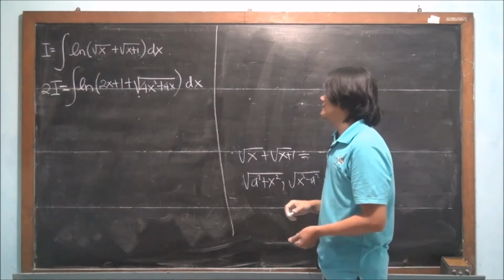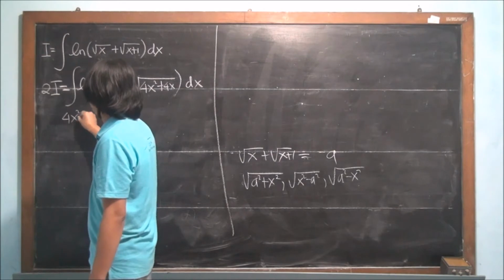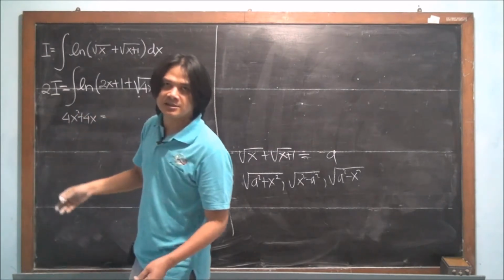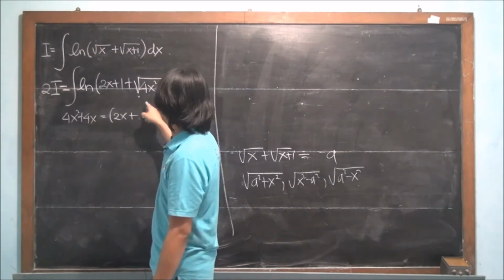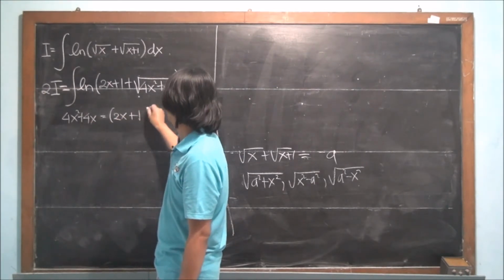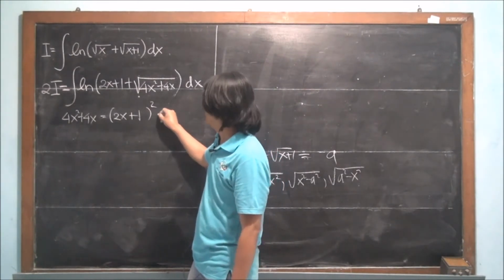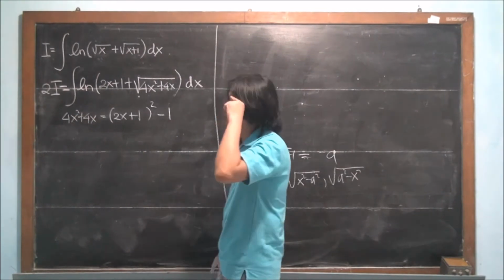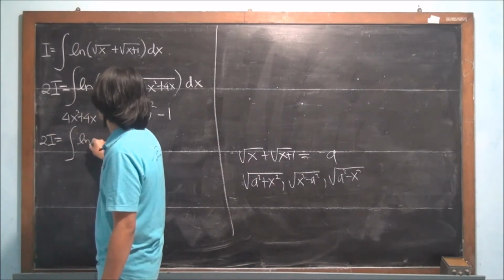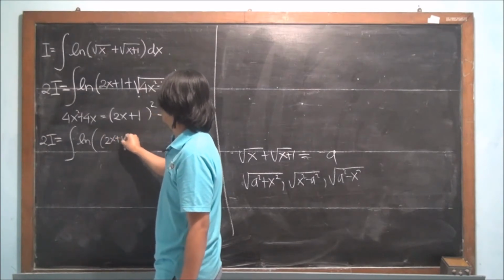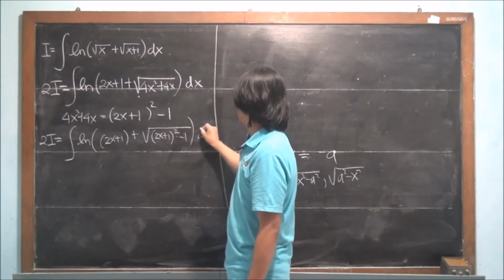The natural way is that we would like to complete the square for that expression. So 4x squared plus 4x. 4x squared is coming from squaring 2x. But 4x can be obtained from 2 times 2x times 1. If we do this completely, we square this, we have 4x squared plus 4x plus 1. So we need to subtract 1 to have exactly back 4x squared plus 4x. Alright, so now our integral becomes 2I is equal to the integral of natural log of 2x plus 1 plus square root of 2x plus 1 squared minus 1 dx.